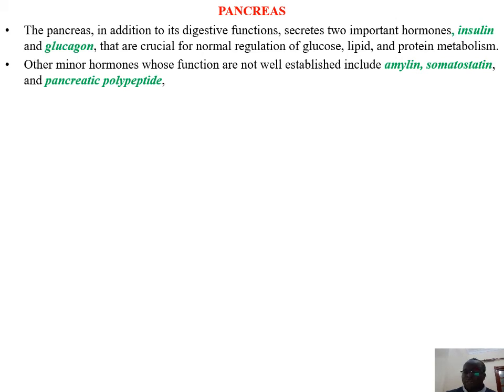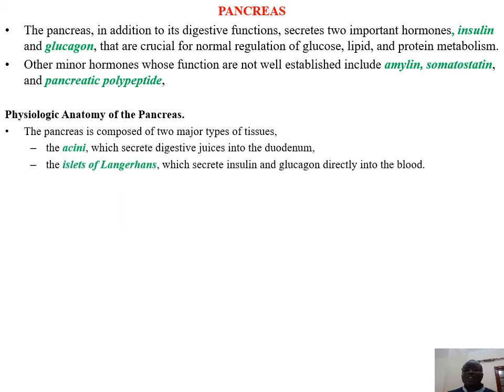Somatostatin, of course, can also inhibit the production of insulin and glucagon. But the major function of these hormones is not yet known. So you as a scientist, maybe you will discover the function of some of these hormones.